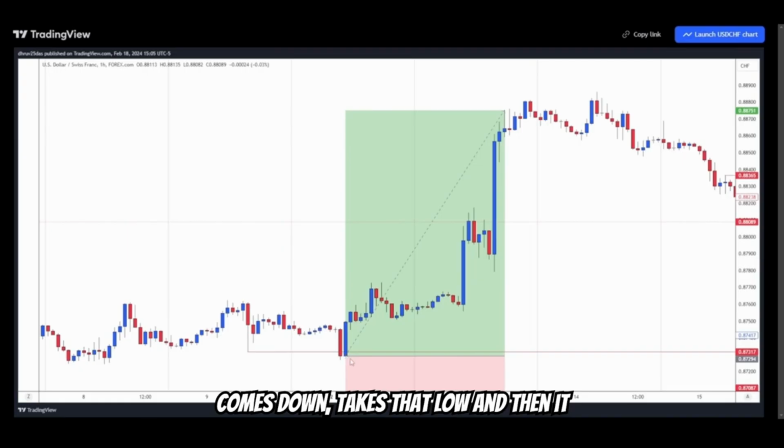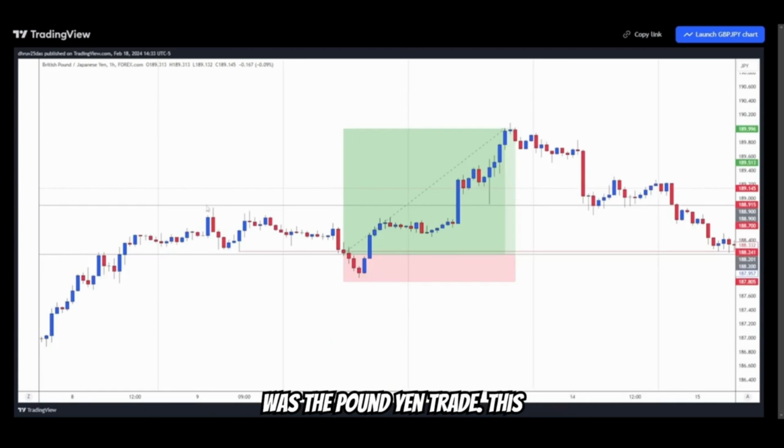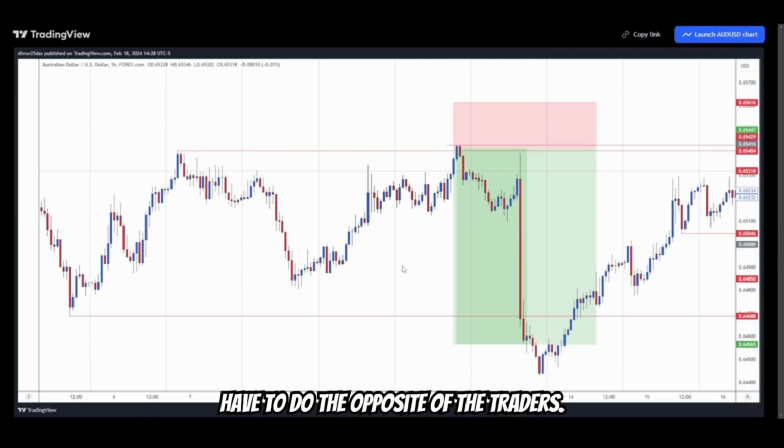But what happens? Price comes down, takes that low, and then it goes. And this is what happens if you're trading a high time frame. You have to hold trades overnight, and you have to wait for 2 days or 3 days, okay? This was the pound yen trade. This was also making high highs and high lows. So the thing is that you have to do the opposite of the traders.